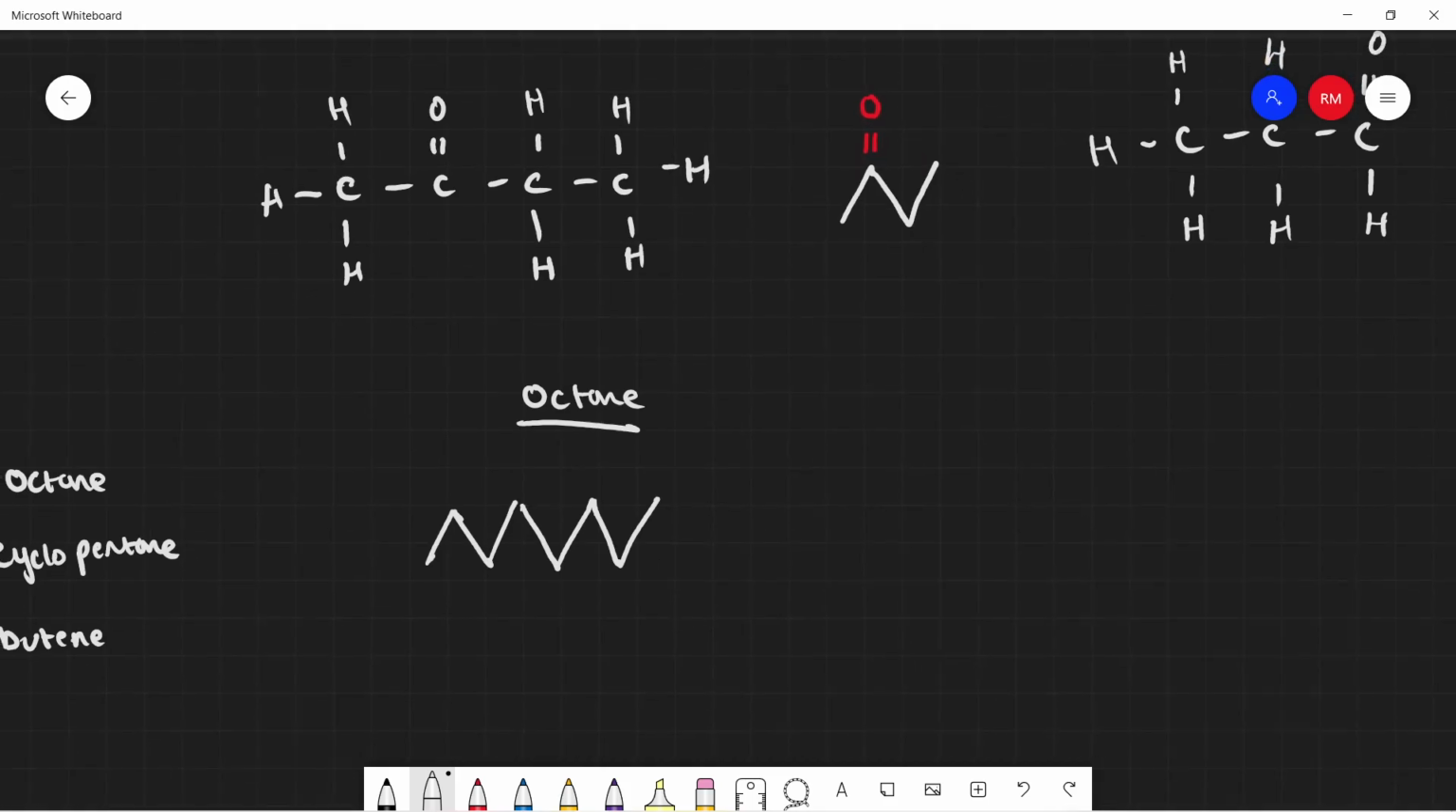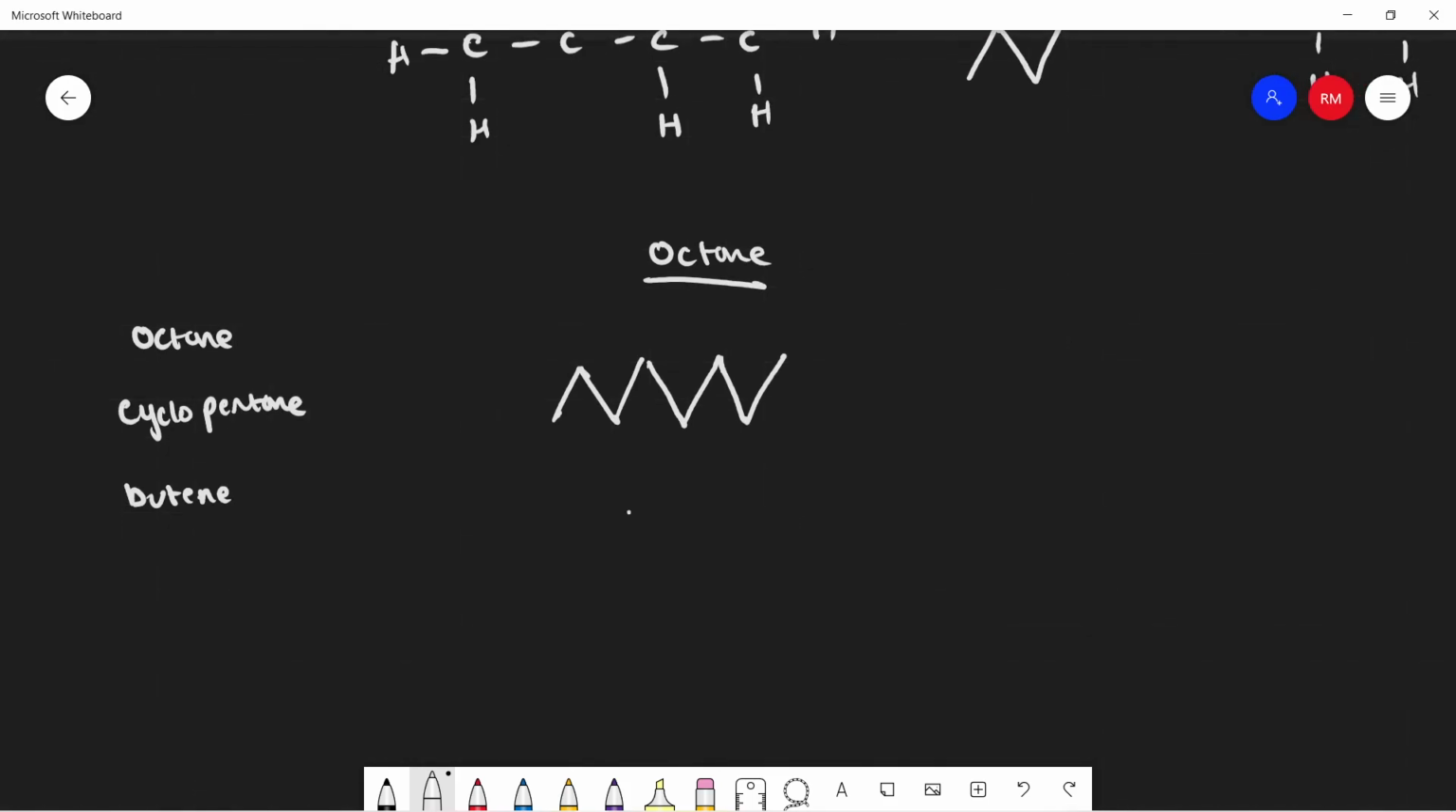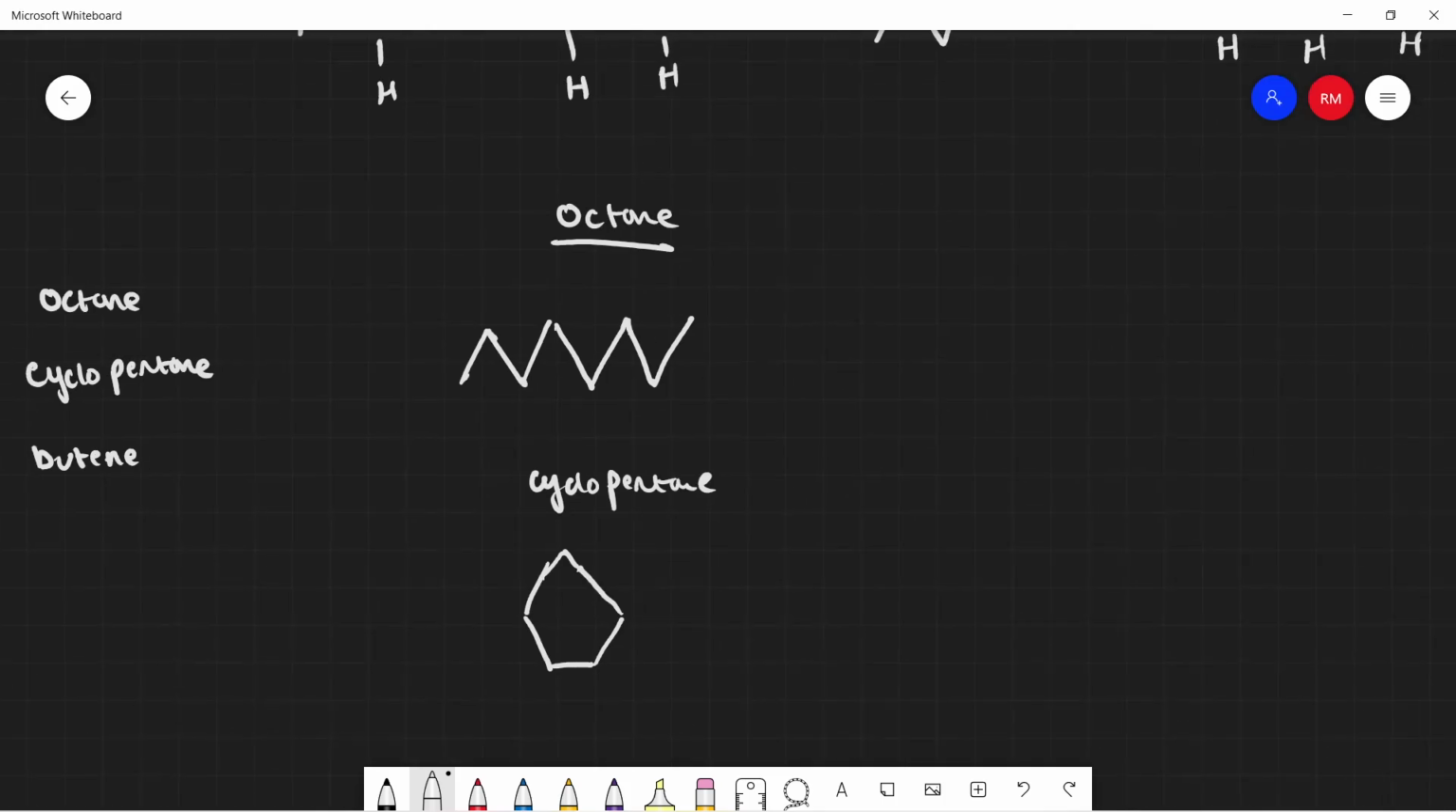Perfect. Now we're looking at cyclopentane. Cyclopentane, right here. And we're just going to draw this nice little circular pentane right here. Obviously with our 5 carbons, but joining up in a ring structure.